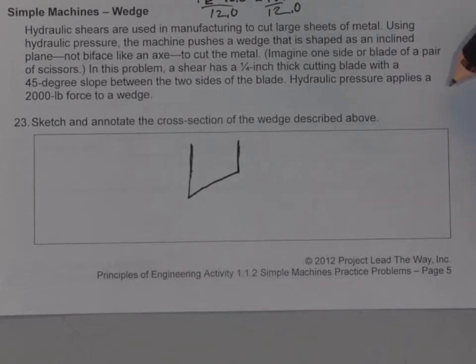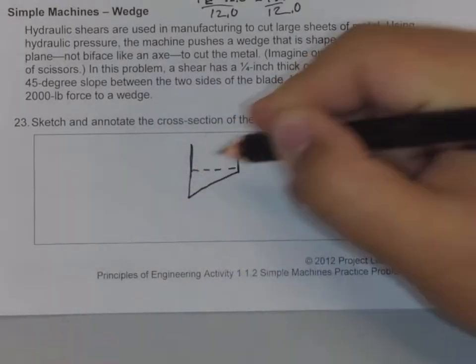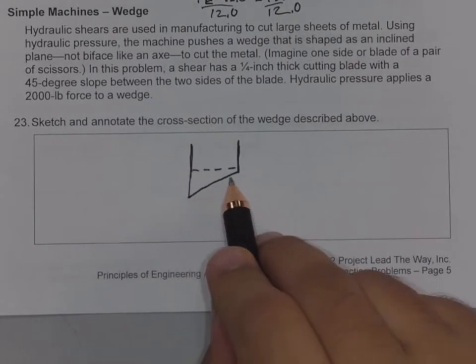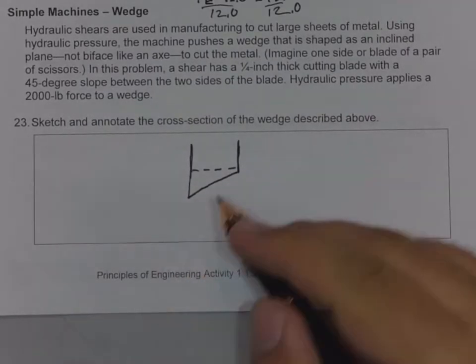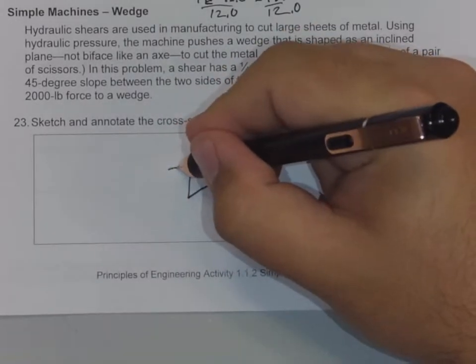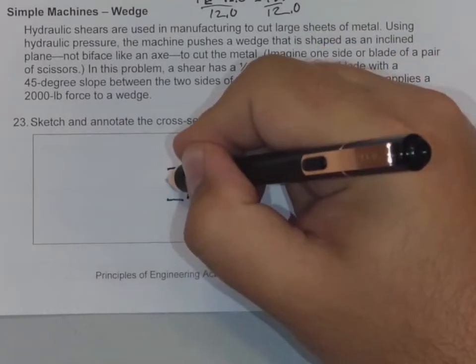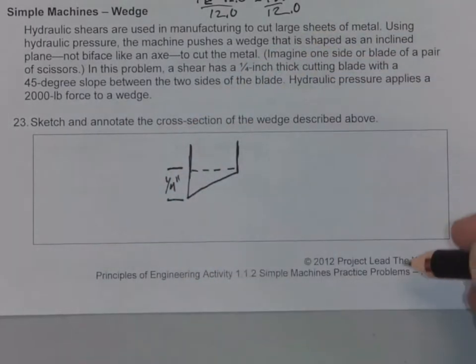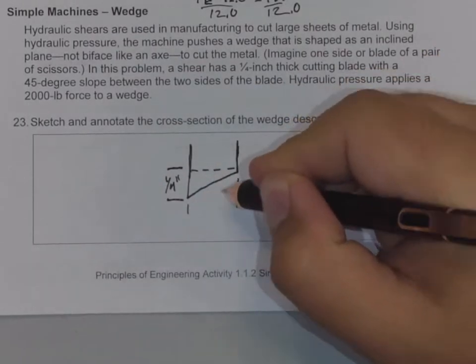So here, just to go along, it says it has a 1/4 inch thick cutting blade. I'm going to draw in a little dash line here to show. The portion that's doing all the cutting is right here on the sloped edge of the blade, and this allows us to see that. So from here to here, they say this is a 1/4 of an inch. And then the other thing as well is this.